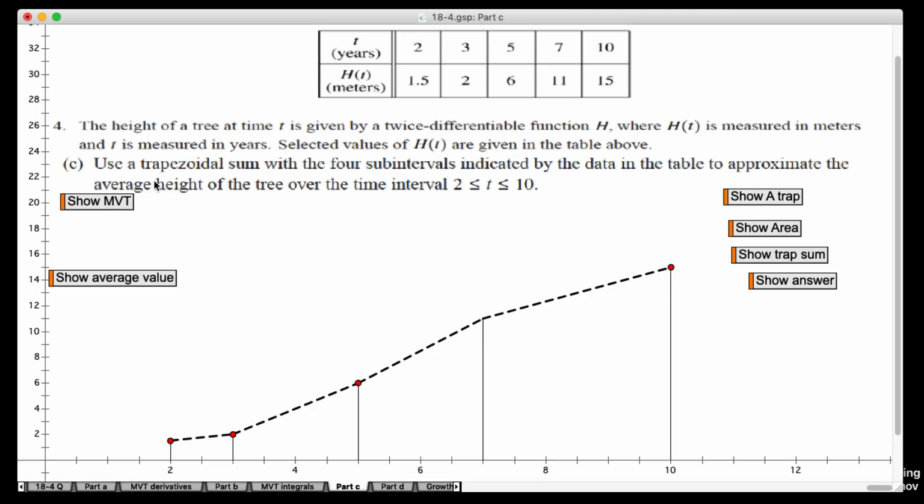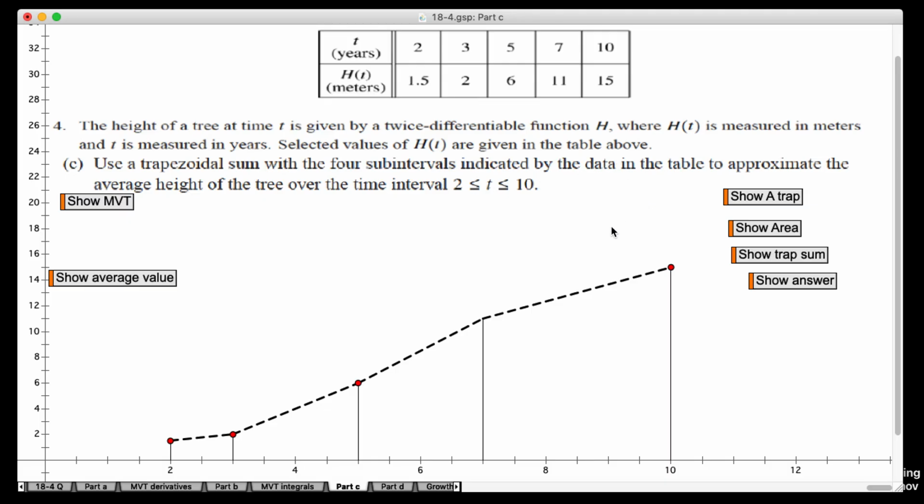So they want us to use the trapezoidal sum with 4 subintervals. Now this always works out nicely. You see the data is plotted, and I have the 5 points, so here's one interval. I'm just going from the points and breaking this up into 4 partitions. So these are 4 subintervals, all right? And then it wants us to use a trapezoidal sum.